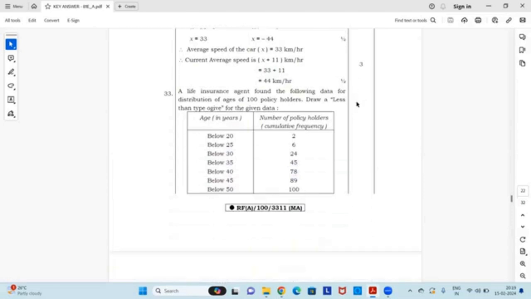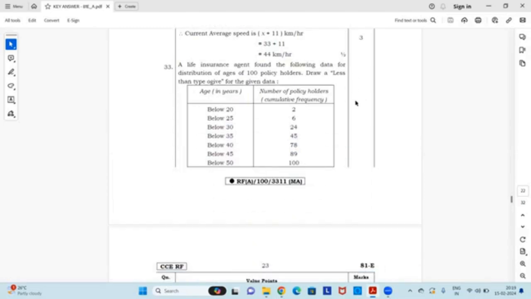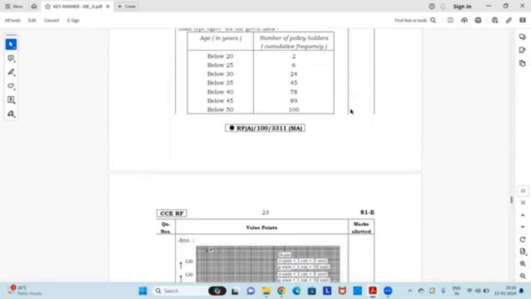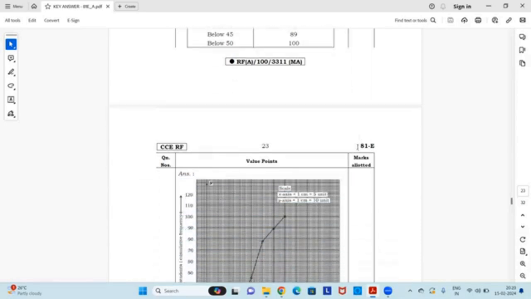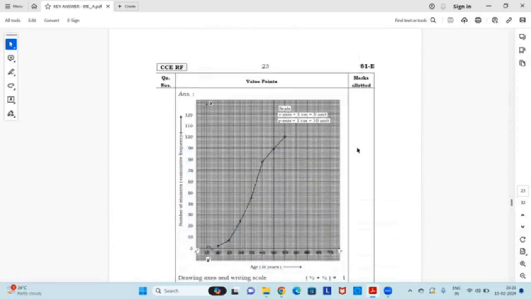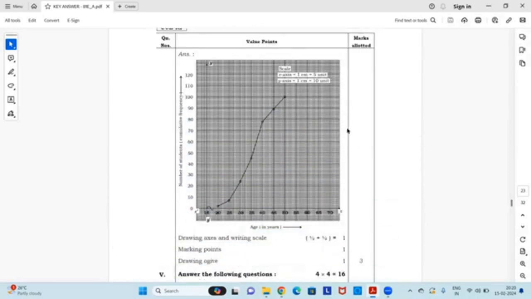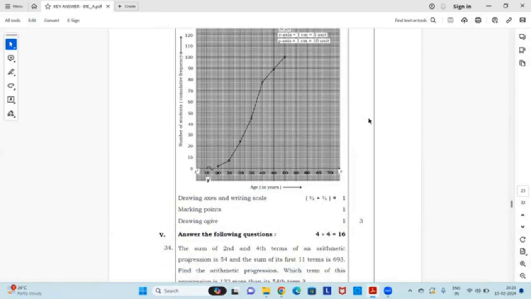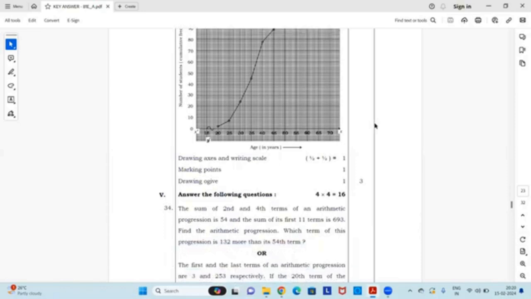Okay, question 33. Again, a life insurance agent found the following data for the distribution of ages of 100 policyholders. Draw a less than type ogive for the given data. Okay. This is the answer shown over here on the graph sheet. Again, the segregation of marks is given below.